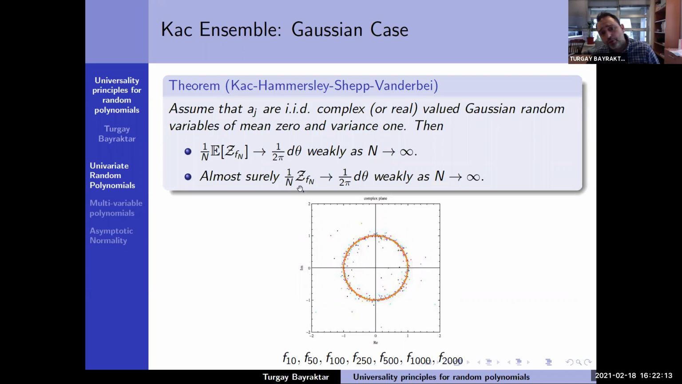So of course you can expect that some zeros stay away from the support of the equilibrium measure, but the number of them is very small compared to n. Is anything known about where the largest possible zero, the farthest, is? I think there are some papers for zeros of Kac polynomials. For the general case, I'm not sure. Okay, thanks.